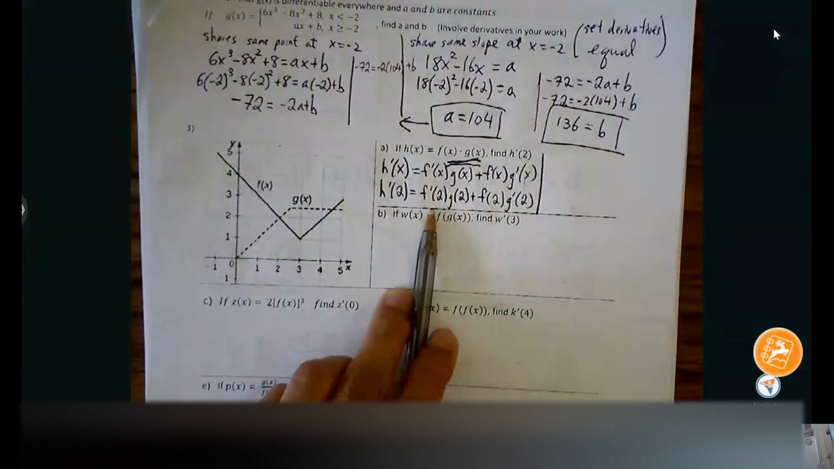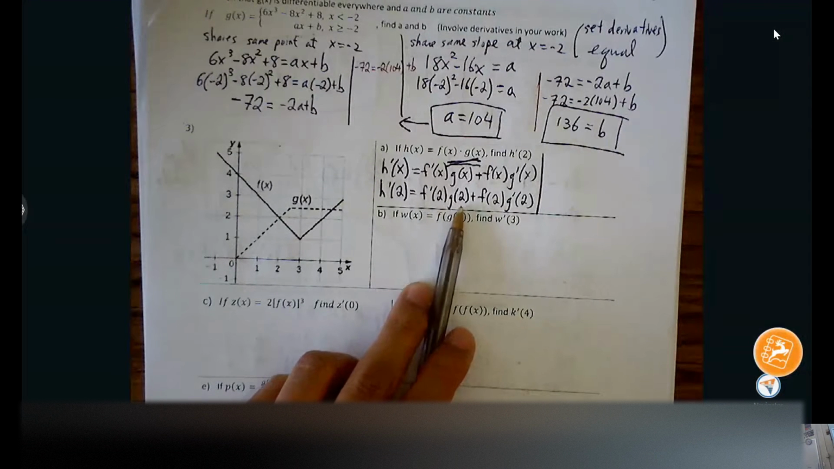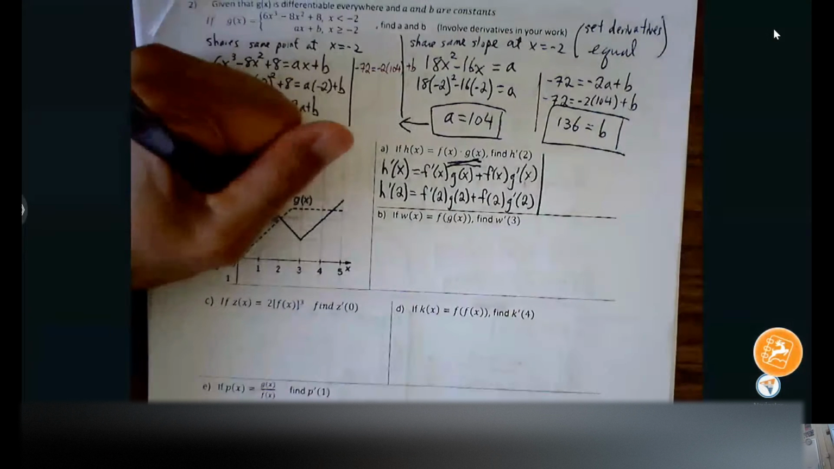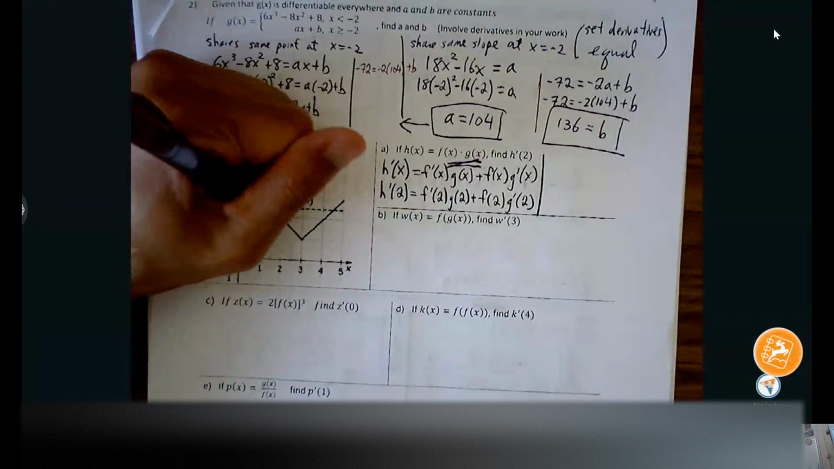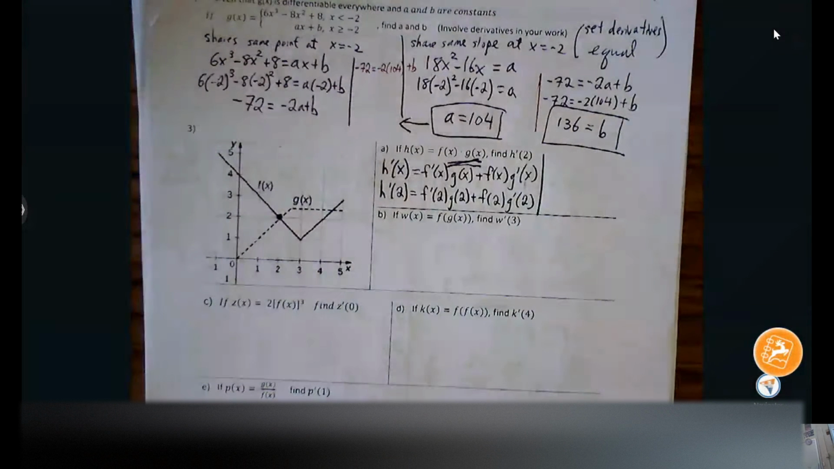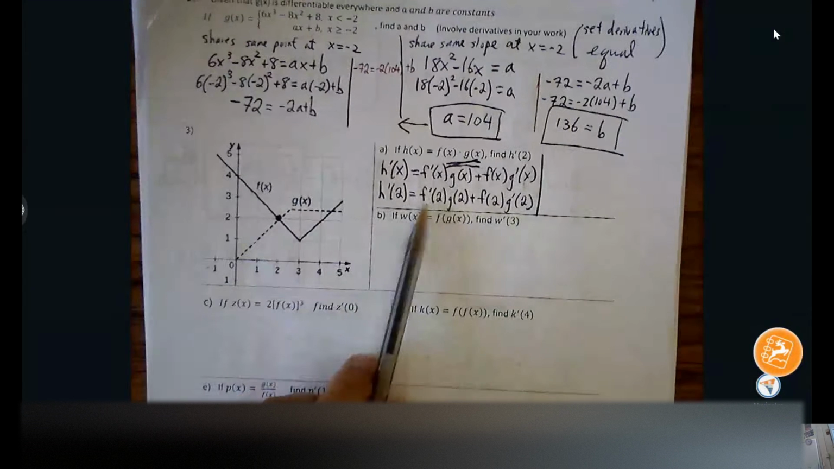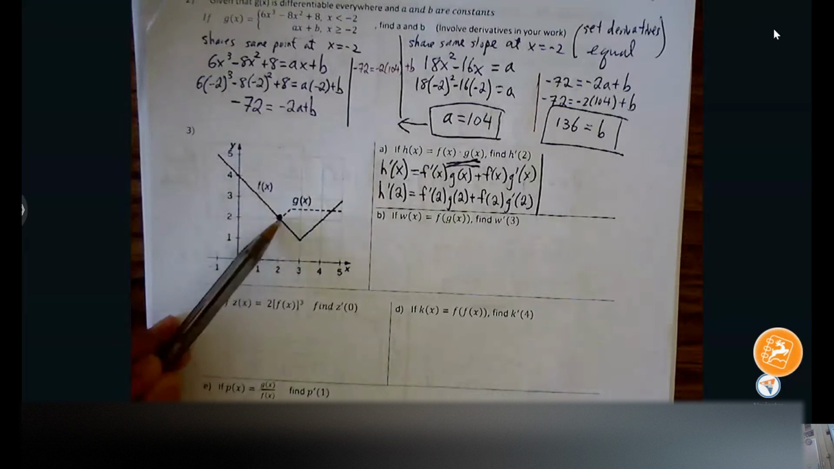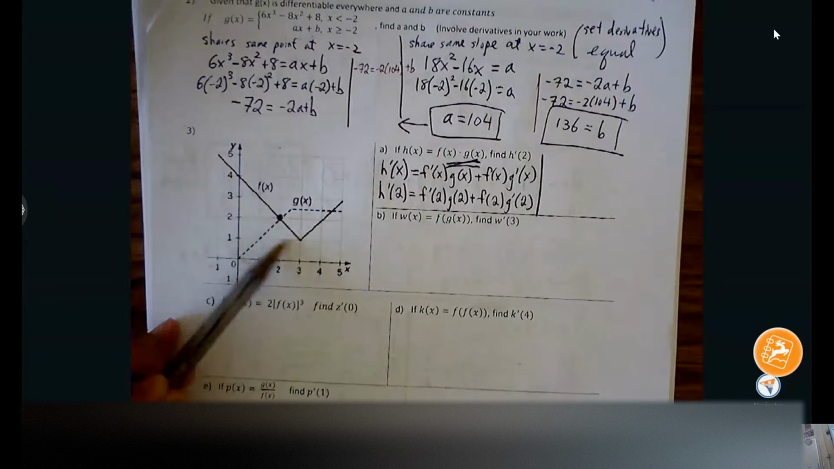So f prime of 2 is asking for the slope of the f graph at 2. G of 2 is asking for the y value of the graph at 2. So let's go to 2. F prime of 2, so what's the slope of the f graph at 2? What's the slope of this line? -1, right? Pick 2 points on this line, down 1 over 1, negative slope, -1.